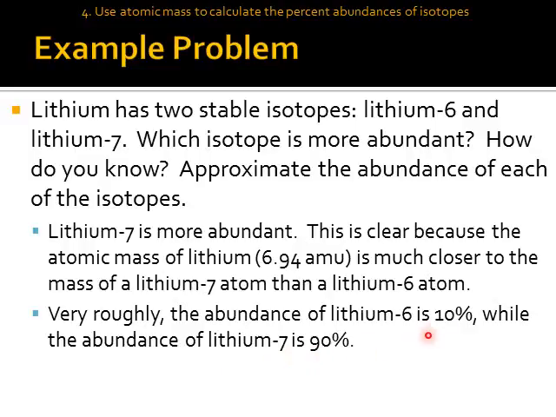If we wanted to do that calculation, we would need to look up the actual masses of those two isotopes. And if we did it, we would get somewhere close to 90% and 10%.